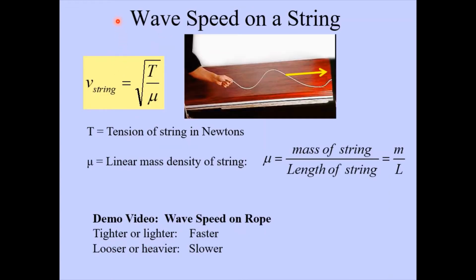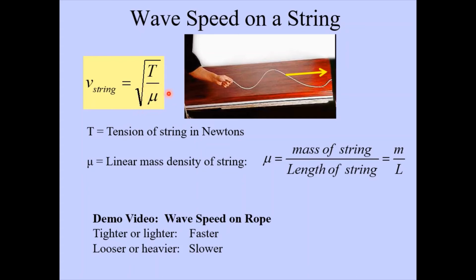The last thing we're going to look at in this part of the video is the wave speed on a string. I'm not going to show you the proof or the derivation. It takes a little bit of work and effort to derive this result, but the result is relatively simple. It says that the speed of a wave on a stretched string or rope or cable is equal to the square root of the tension of the string divided by the linear mass density of the string.